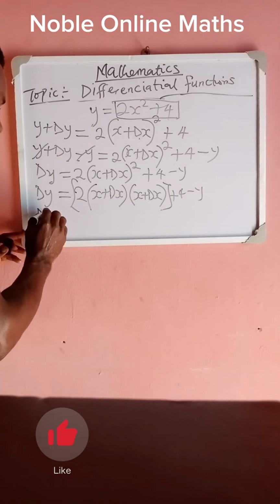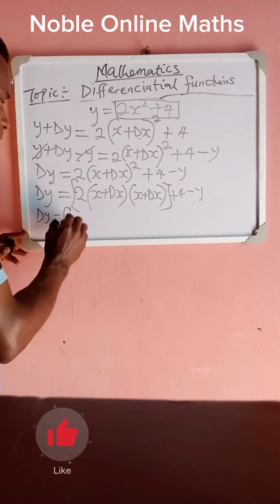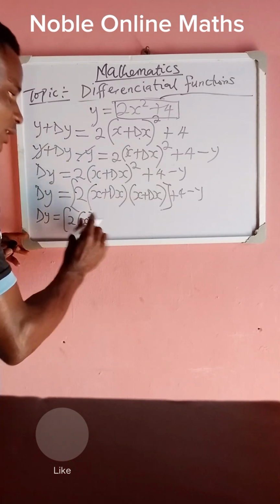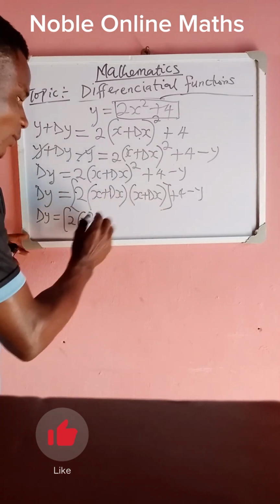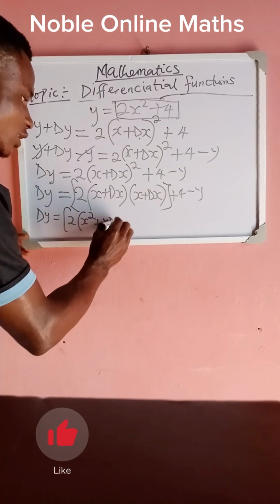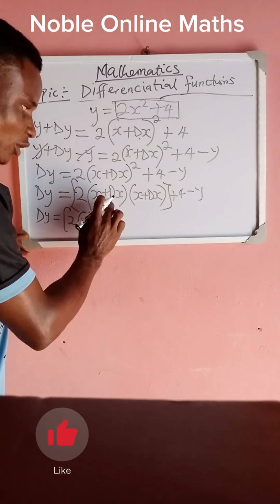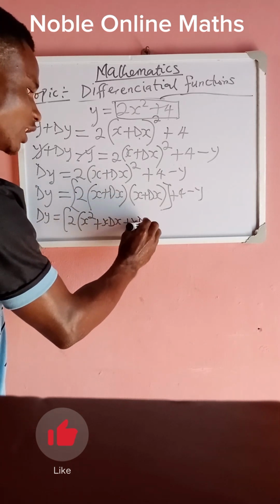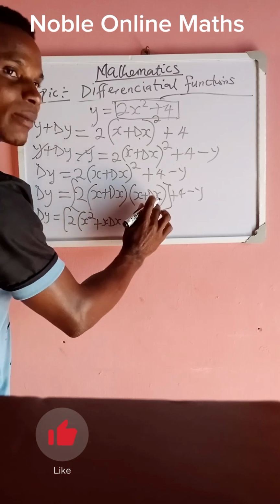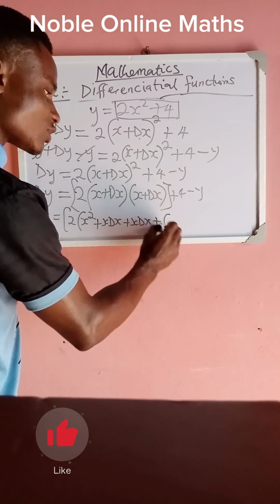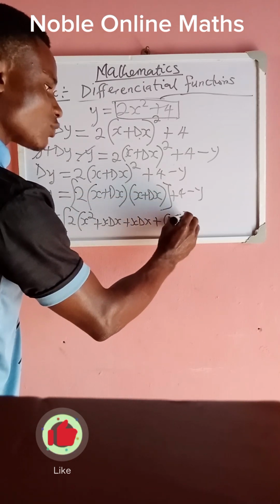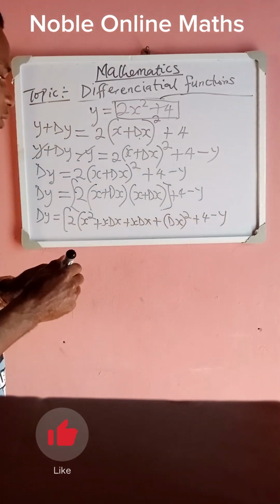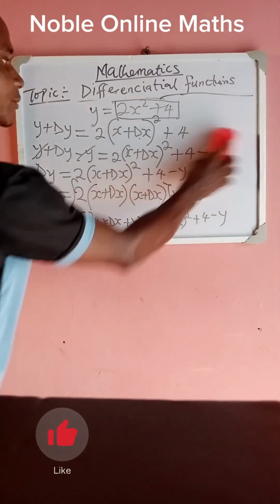We have change in y is equal to 2 into x multiplied by x, we have x squared. x multiplied by change in x, we have plus x change in x. Then plus change in x multiplied by change in x, we have plus x change in x. Then we have change in x multiplied by change in x, we have plus change in x raised to the power of 2, plus 4 minus y. So now we can simplify again.